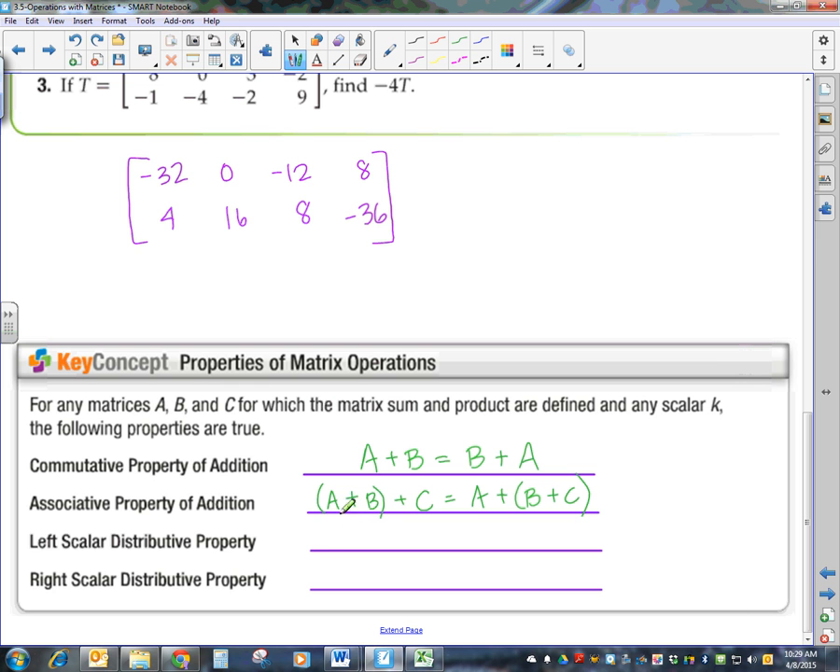The left scalar distributive property, and this is important as we're going to get into multiplication next time, is Ka plus Kb, and the right one is going to equal K times A is still going to equal Ka, so it does not matter. Okay, we will talk about more specific multiplication of matrices next time, and it is very different.